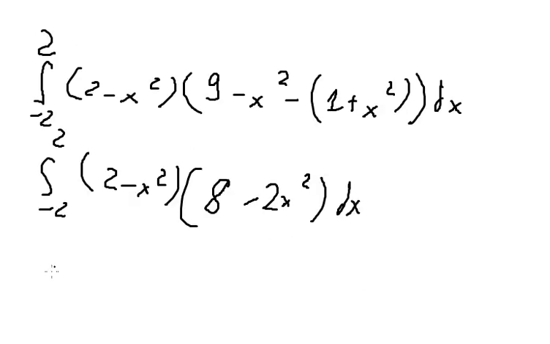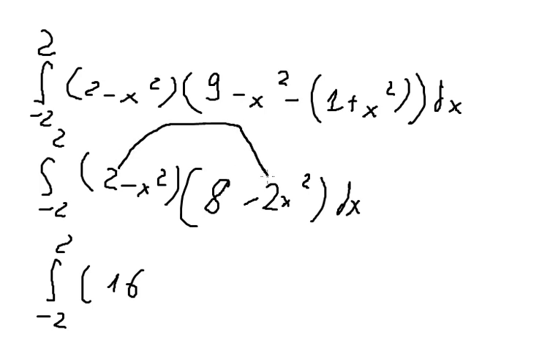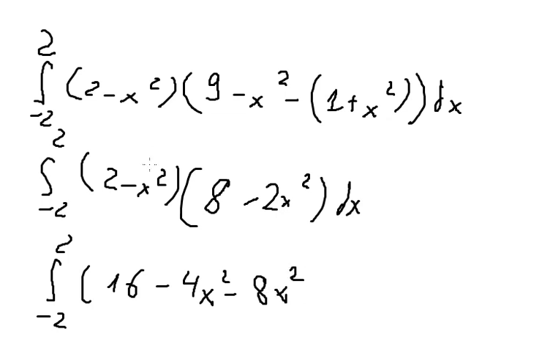And now we need to multiply each term. So we have 16. Number 2 with 8, we have 16. Number 2 with negative 2, we have negative 4x squared. 8 with negative x squared, we have negative 8x squared. Negative x squared with negative 2x squared, we have positive 2x to the power of 4, dx.